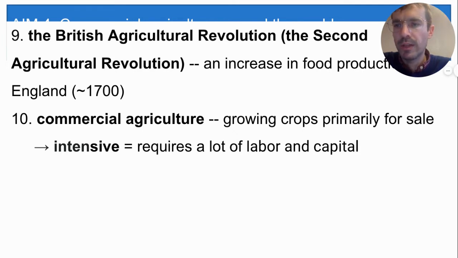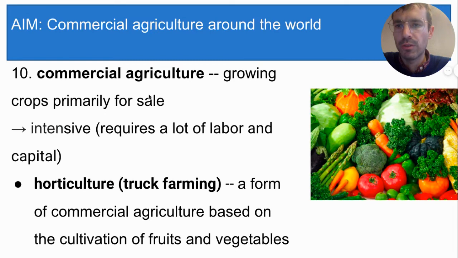Now let's look at some types of commercial agriculture around the world. The first type is called horticulture, and it's also known as truck farming. Horticulture is a form of commercial agriculture based on the cultivation of fruits and vegetables. Horticulture is practiced in any moderate to warm climate where fruits and vegetables can grow.